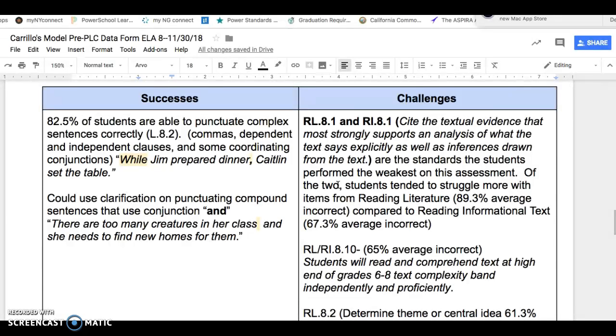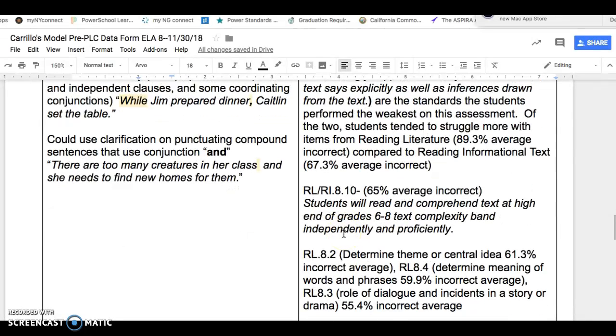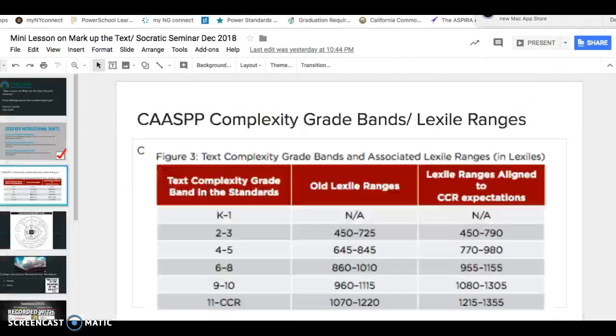obviously because it involved poetry. If you notice, 89.3 average incorrect for these items, and then for reading information it was 67.3. In looking at the Julius Caesar piece, it says that for standard 8.10, students will read and comprehend text at the high end of the 6-8 text complexity band independently and proficiently. This is an important one.